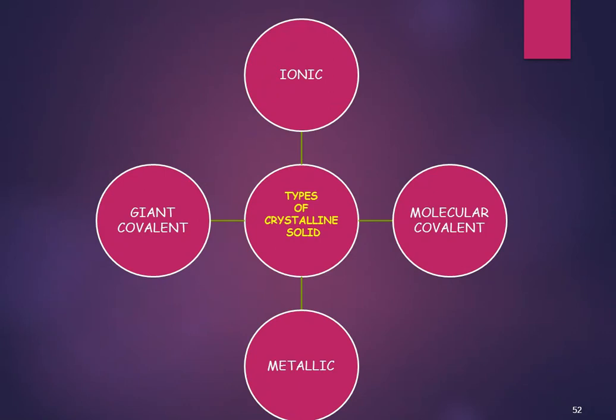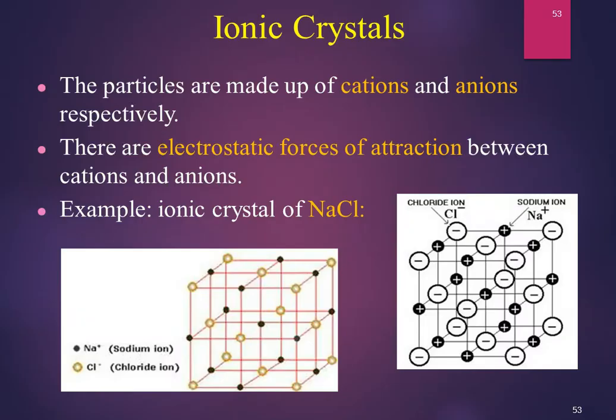We have four types of crystalline solid: ionic, molecular covalent, metallic and giant covalent. Ionic crystal. The particles are made up of cation and anion respectively. There are electrostatic forces of attraction between cation and anion. Example, ionic crystal of sodium chloride.